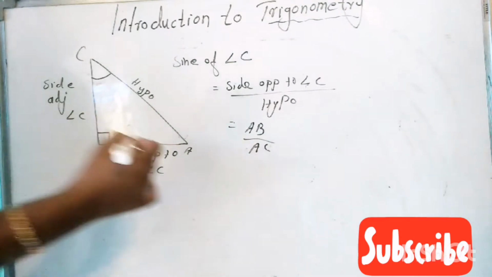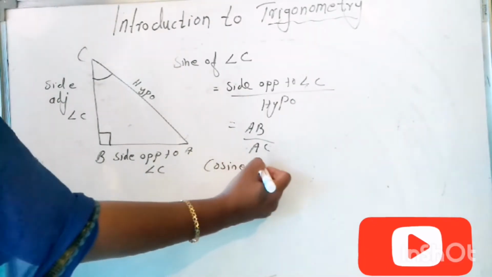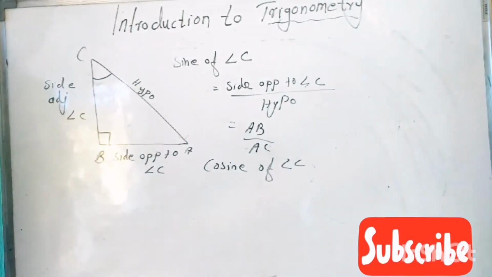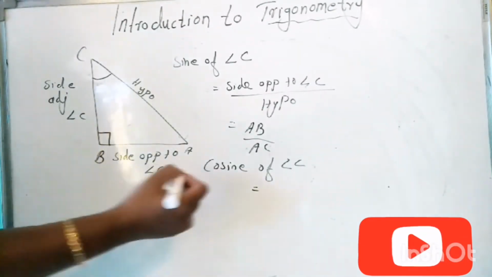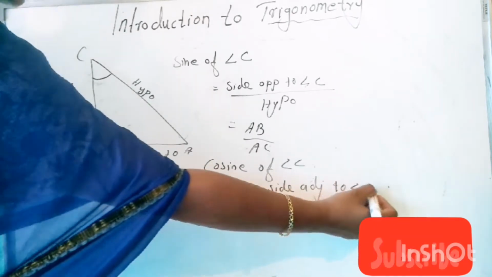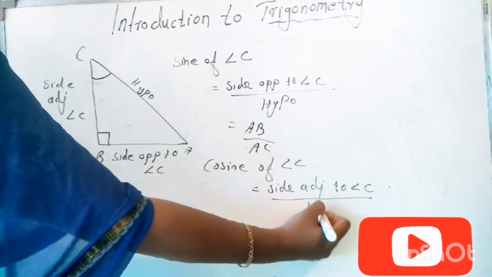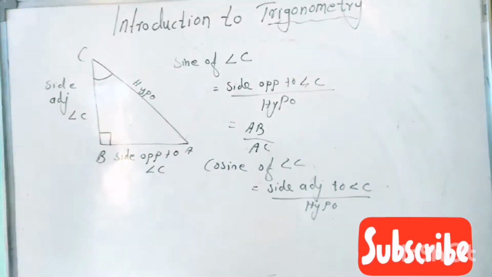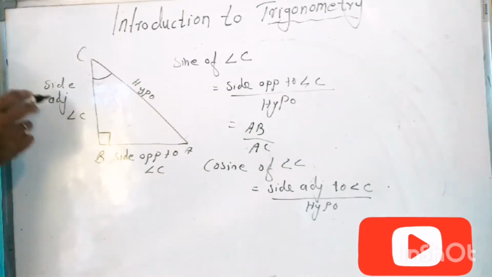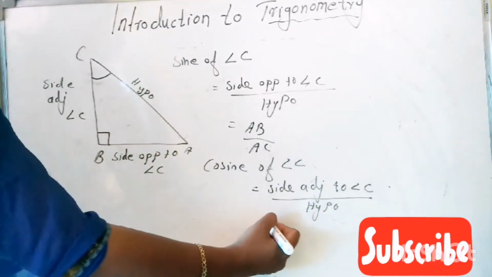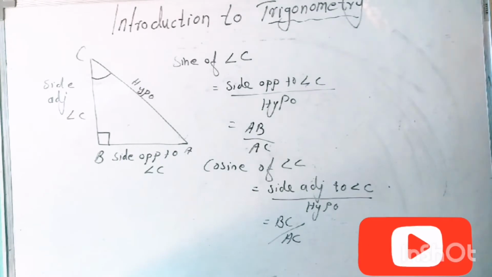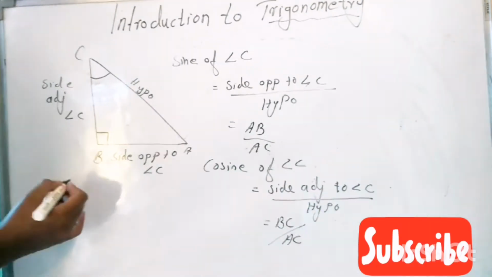Now the second trigonometric ratio, that is cosine. Cosine of angle C is defined as side adjacent to angle C divided by hypotenuse. So what is the side adjacent to angle C? That is BC. So this is BC divided by hypotenuse AC, BC divided by AC.